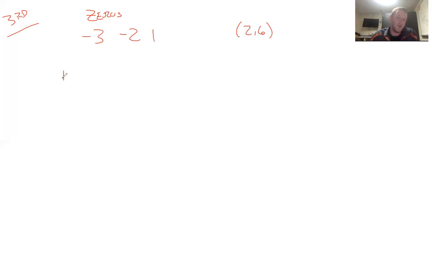So let's write the polynomial function first. P of x is equal to, so we're going to have a c. And then x plus 3 would be the first one. x plus 2 will be the second one, and x minus 1 will be the third one. Okay, so I need to FOIL this out, and then solve for c. So let's FOIL that out first.